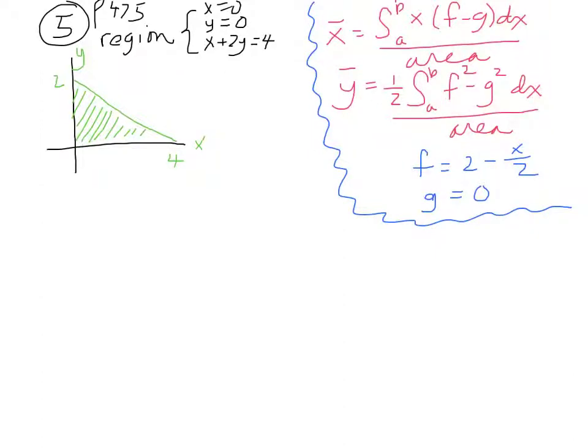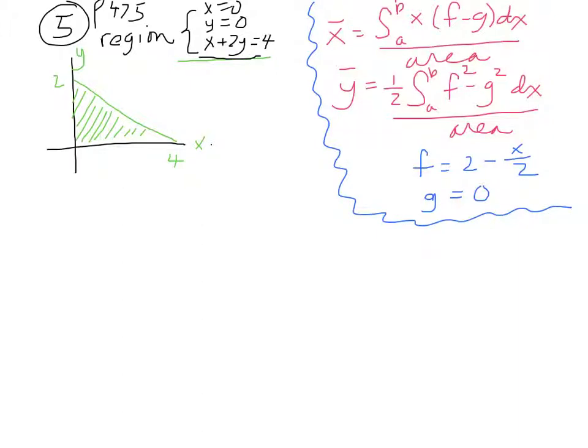This is exercise 5 on page 475. We have this region in the plane defined by x equals 0, y equals 0, and x plus 2y is equal to 4. The x equals 0 is the y-axis, y equals 0 is the x-axis, and this is the line x plus 2y is equal to 4.